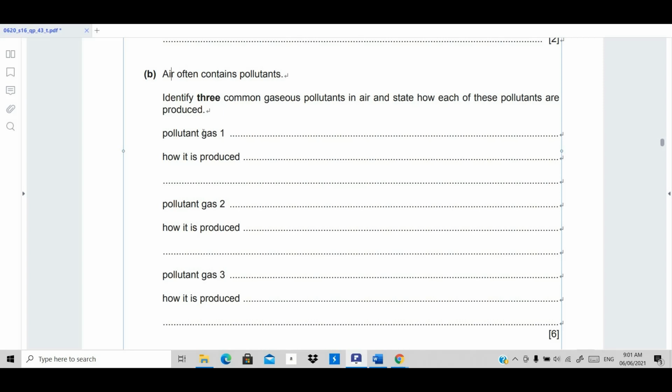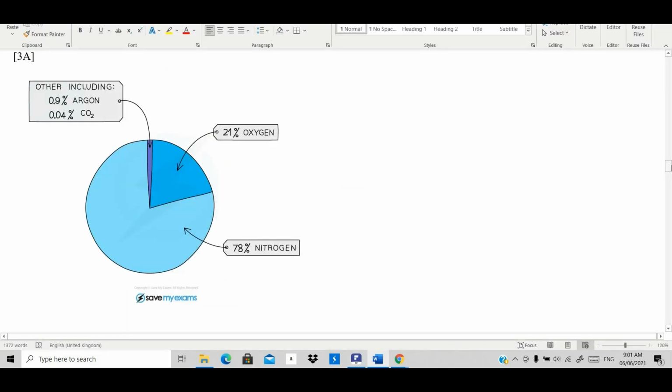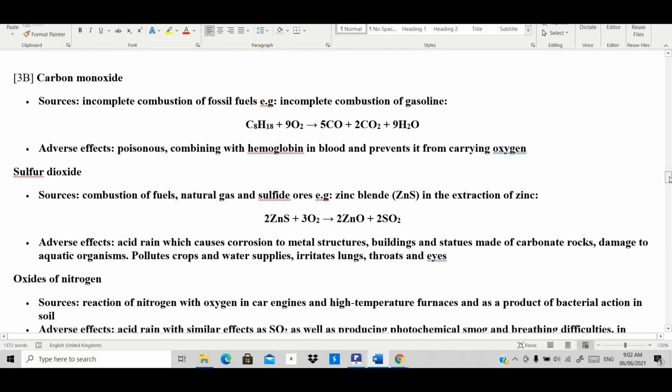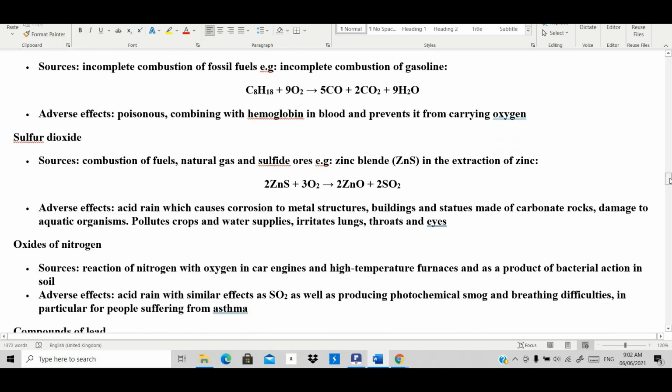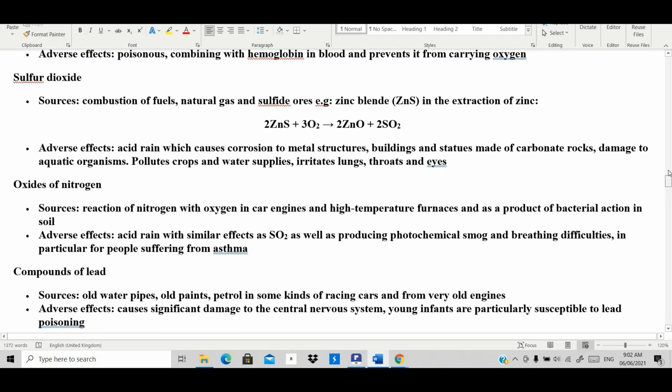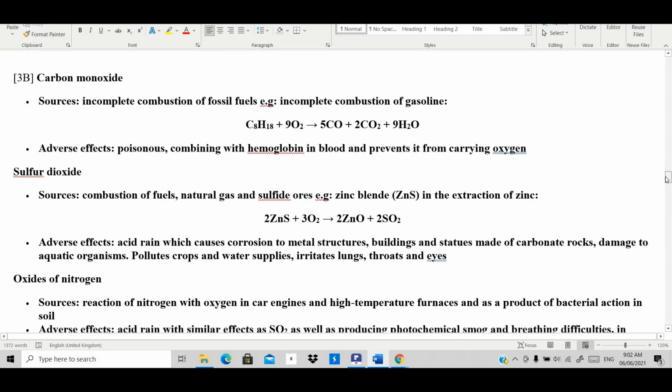Now actually there are four gaseous pollutants, but we'll mention only three. So let me just show you all of them, and we need to mention also the sources. So firstly, you can see here we have carbon monoxide, we have sulfur dioxide, we have oxides of nitrogen, we have compounds of lead. Okay, so firstly I'll talk about carbon monoxide. They're not asking for the adverse effects and the equation, which I have mentioned also. They're asking us for information limited to sources and the name of the gaseous pollutant.